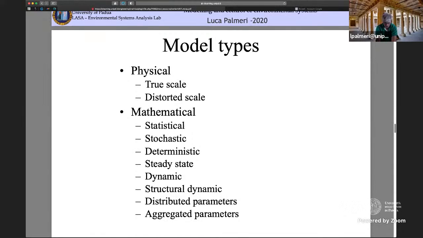Another important way of classifying models is that between steady state and dynamic models. Steady state models are models for which there is at least one quantity or one descriptor that does not change in time.